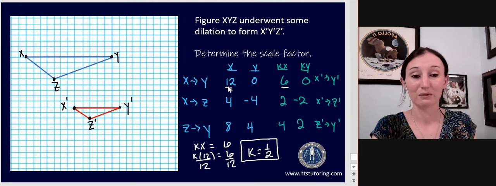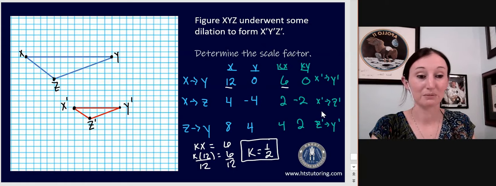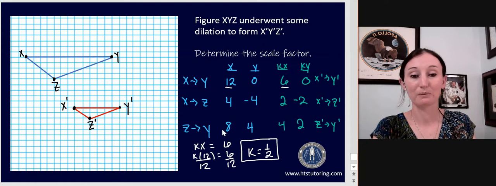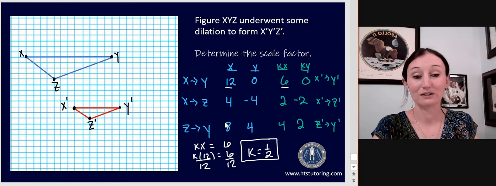So 1/2. 1/2 times 12, you get 6. 1/2 times 0, 0. X prime to y prime works. 1/2 times 4, 2. 1/2 times negative 4, negative 2. X prime to z prime works. 1/2 times 8, 4. 1/2 times 4, 2. Z prime to y prime works. So their dilation is correct, and our scale factor is 1/2.